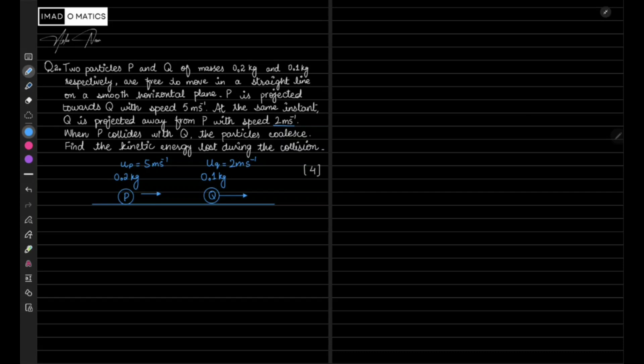Okay. When P collides with Q, the particles coalesce. Find the kinetic energy lost during the collision. Okay, so the important thing is that they coalesce. So this is what we have shown before collision. We need to show the same diagram for after the collision also. But for that, I just need a little bit of rearrangement.